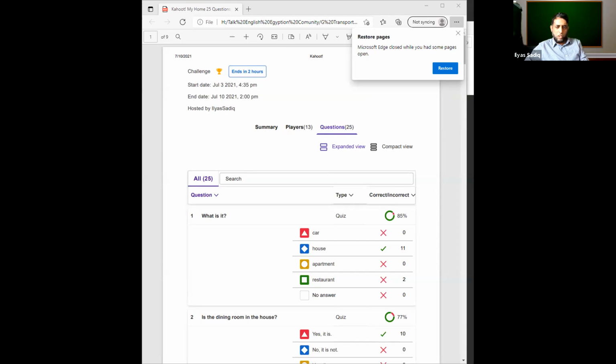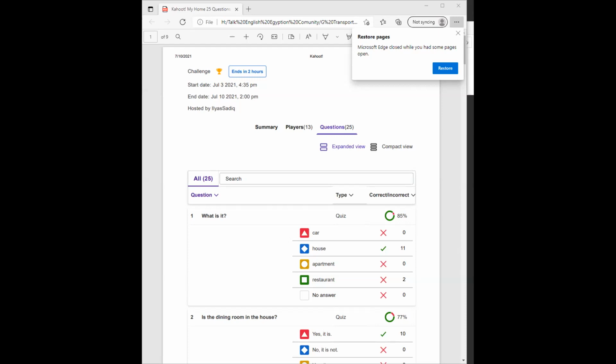So if you go to the questions and look there, they are all questions. This is the first question, and it said, what is this? So the options were, is this a car, house, apartment, or restaurant? So this was a question. Of course, the right answer was it is a house. Yeah, it is a house.